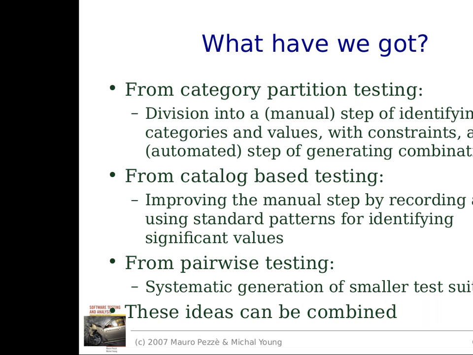What have we got so far? So category is a good manual step for putting them into categories. Is a common step. From catalog-based testing, which is what we did, we have recording and using standard patterns that we have adopted over time and apply it. And then pairwise is just a systematic way to come up with different testing. Naturally, all these ideas can be combined to try and come up with a simple test suite that tests as much as possible without having to be overly redundant. All right, hopefully that gets you the idea of what's going on with combinatorial testing.